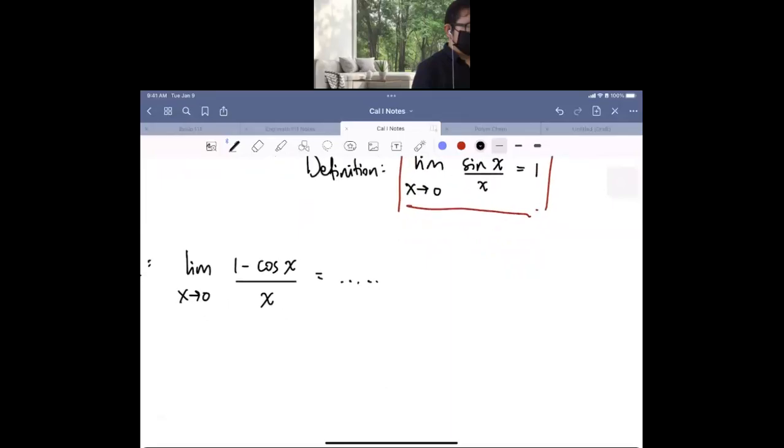Okay, try to compute this limit. The clue is you can use sine x over x equals 1. That's the first step. First you need to multiply with the conjugate, the 1 plus. So you have 1 minus cos, and you need to multiply with 1 plus cos. Why do you need to multiply with that? Because if we multiply, we are going to have 1 minus cosine squared, which we can rewrite as sine squared.